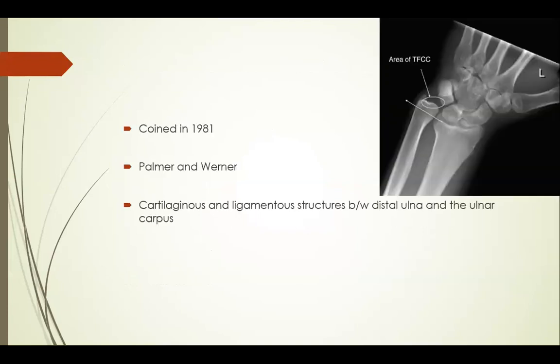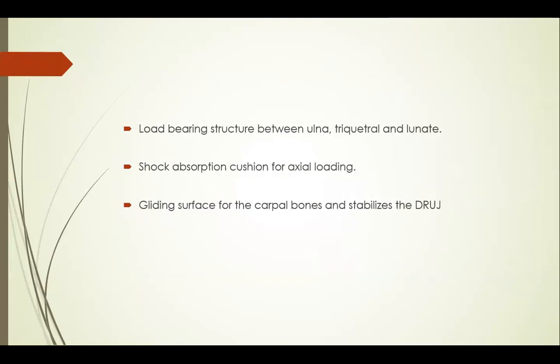The term TFCC was coined in 1981 by Palmer and Werner and was classified shortly after by them. It is defined in general as the cartilaginous and ligamentous structures between the distal ulna and the ulnar carpus. It is mainly a load-bearing structure between the ulna and the carpal bones. Shock absorption and cushion for axial loading is the main function, and a gliding surface is provided by the TFCC for the carpal bones, and it stabilizes the DRUJ.